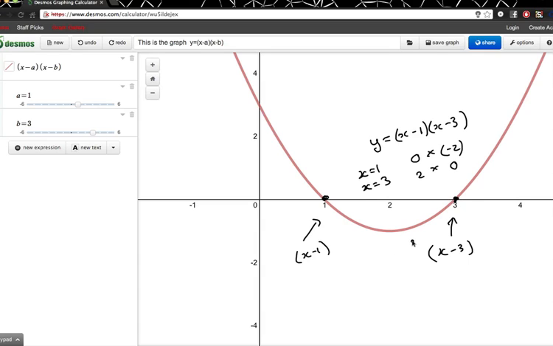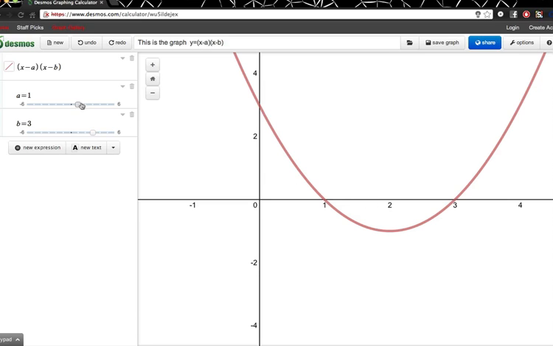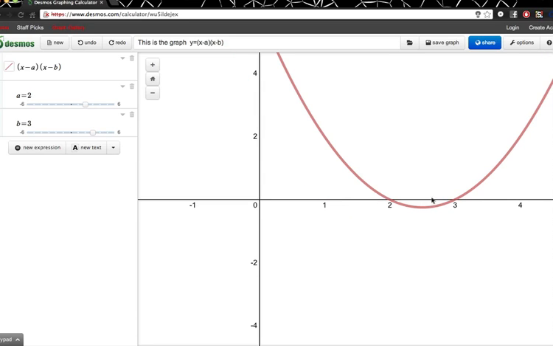Let's clear this again, and let's change a to 2. So we're now looking at the graph y equals x minus 2 times x minus 3. That point on the x-axis corresponds to that factor. This point corresponds to that factor. So this value x equals 2 makes that factor 0. This value x equals 3 makes x minus 3 equal to 0.